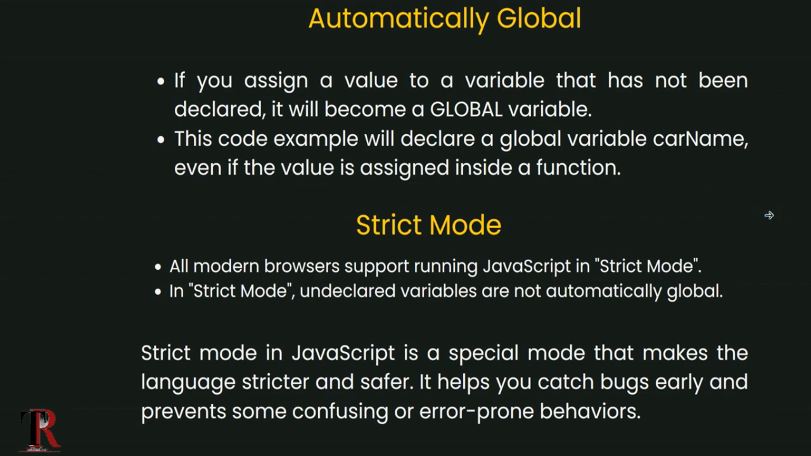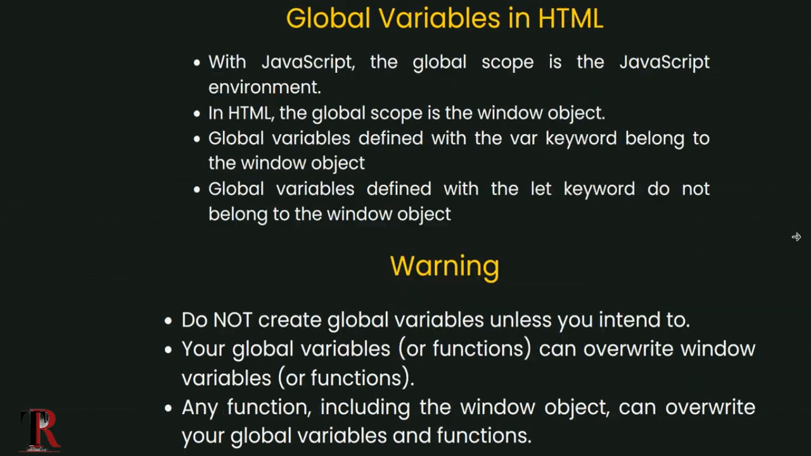So it is supported in modern browsers, and it makes us understand that in strict mode, undeclared variables are not automatically global. So it helps us to catch bugs like that very quickly. Global variables in HTML. With JavaScript, the global scope is the JavaScript environment. In HTML, the global scope is the window object. A global variable defined with the var keyword belongs to the window object, which means that when you define a variable with the var keyword, it belongs to the window object.